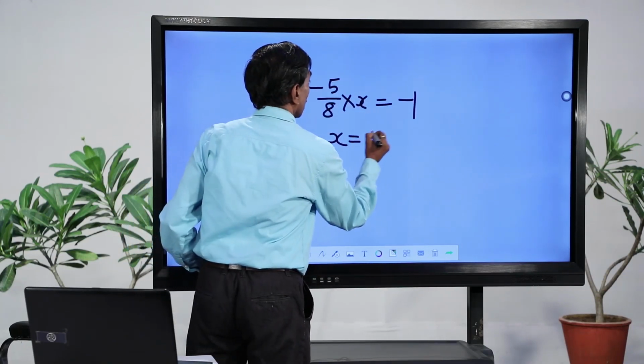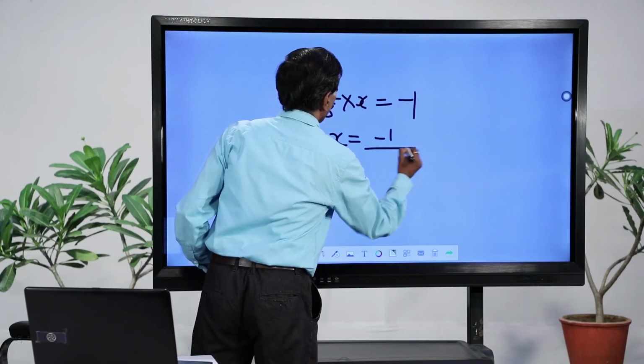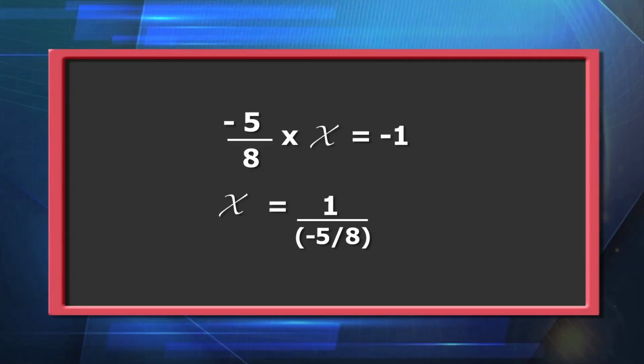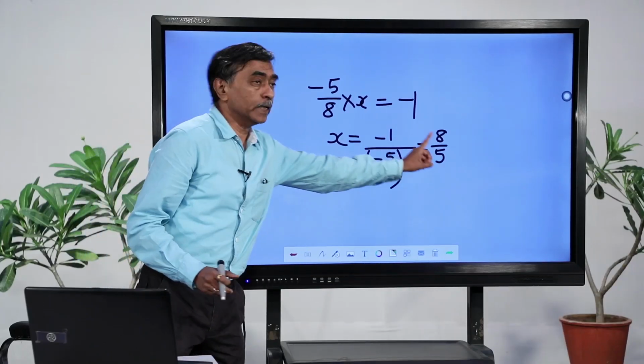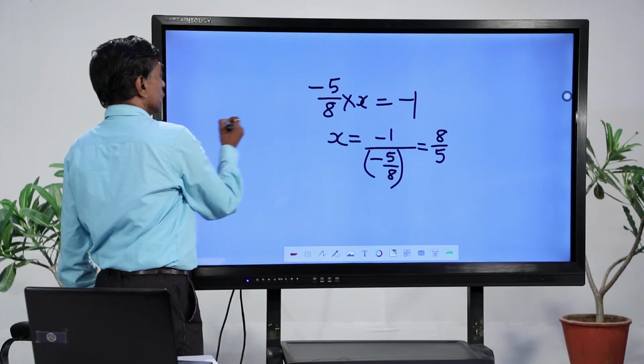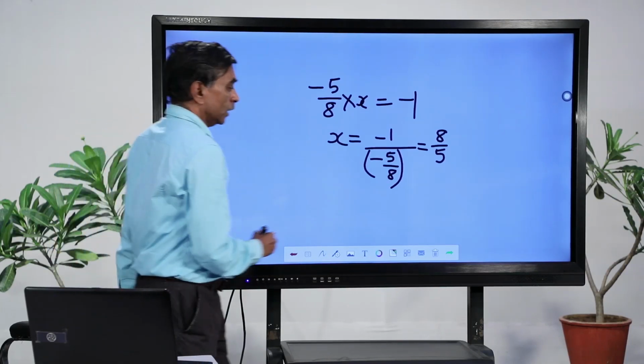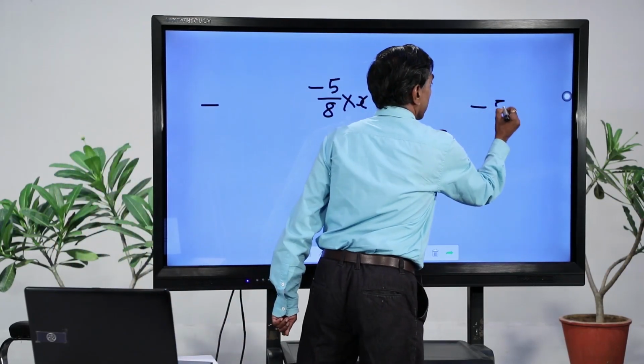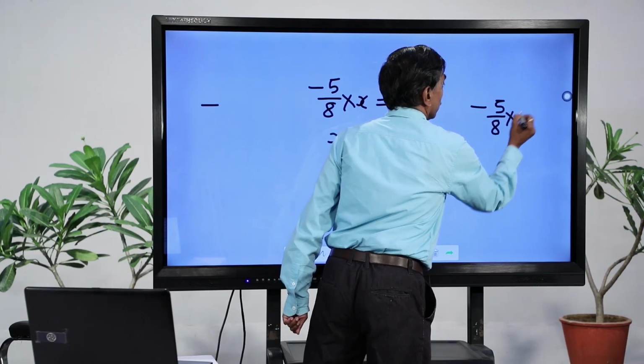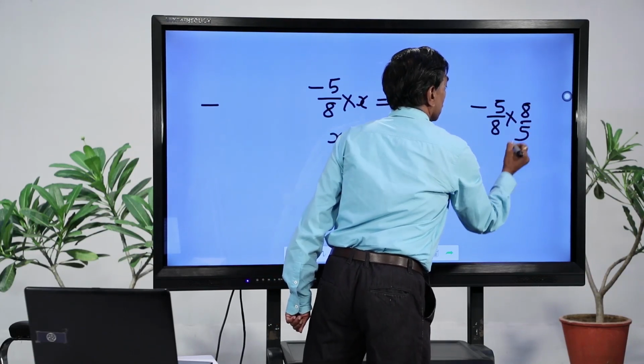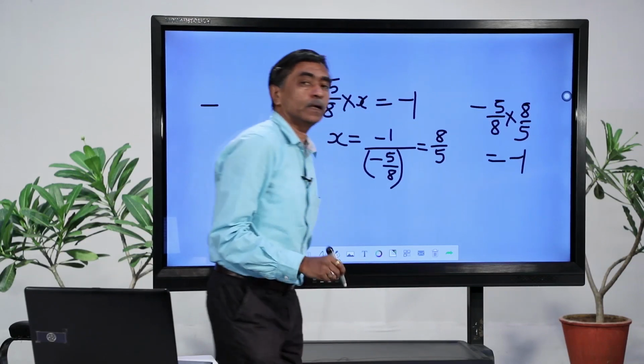So x is equal to minus 1 upon minus 5 by 8, and that is nothing but 8 by 5. So the value of x is 8 by 5. I should multiply this minus 5 by 8 by 8 by 5, and you can find that this is nothing but minus 1.